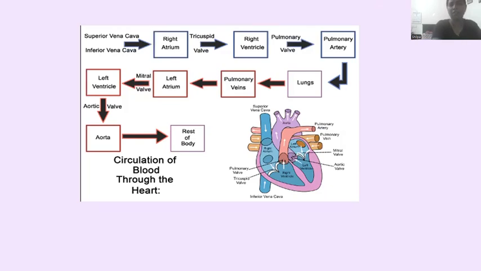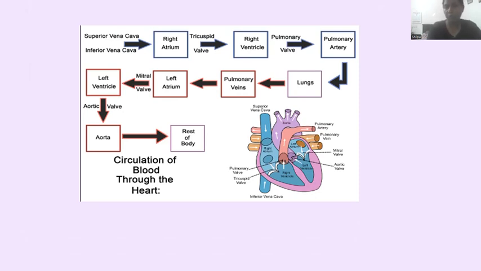From the superior vena cava to the right atrium, through the tricuspid valve it reaches the right ventricle, then via the pulmonary valve to the pulmonary artery, and from the pulmonary artery to the lungs, then through the pulmonary vein to the left atrium, then via the mitral valve to the left ventricle, then via the aortic valve to the aorta and the rest of the body. So this is the circulation in a simple way.